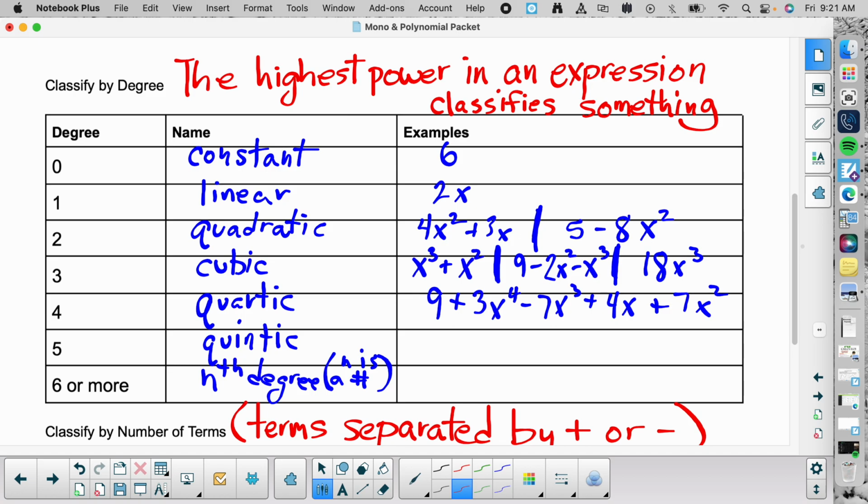Okay, so it doesn't matter how many plus and minus signs it has. It doesn't matter how many things are written, terms. What is something, the degree? An expression classifies itself. Basically, the highest power written is how you classify it.